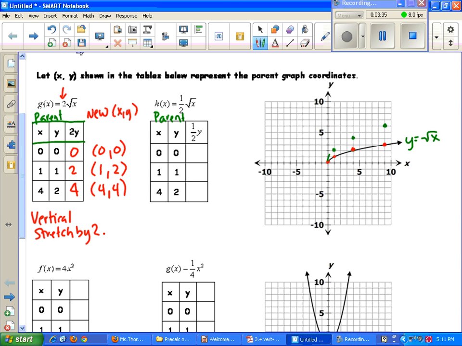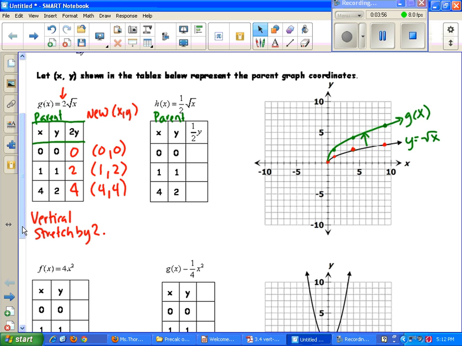So this graph that I'm graphing is g of x. And what did we do? We took our y values and we stretched them up away from our x-axis. That's why it's called a vertical stretch by 2. So then let's go ahead and look at the next one.